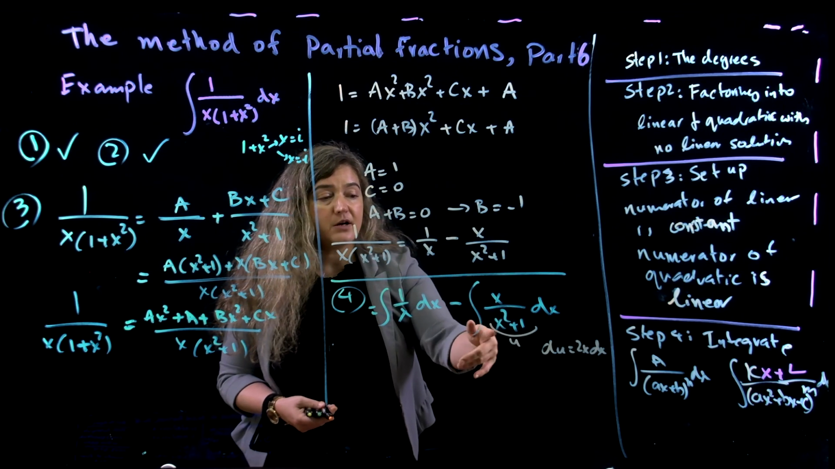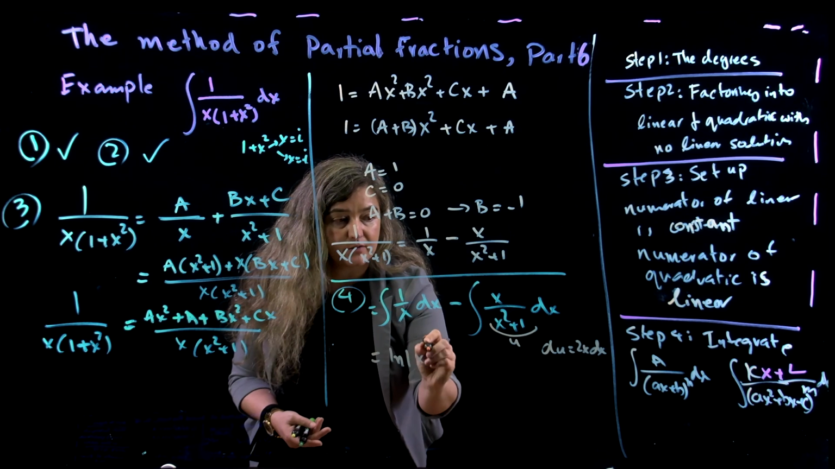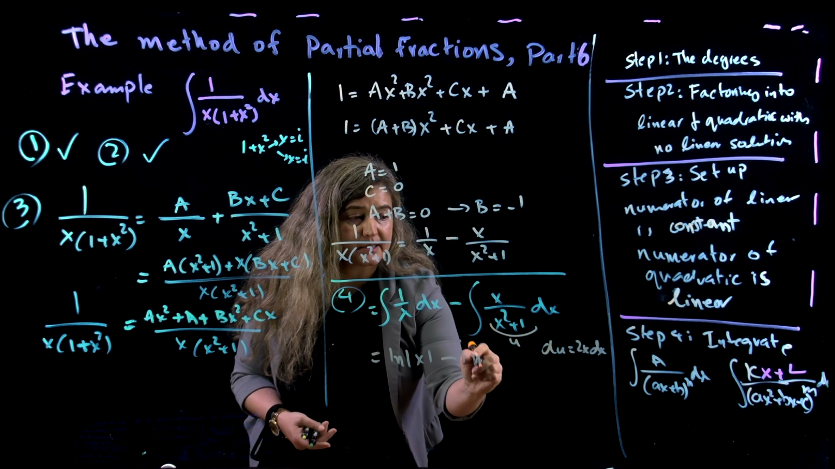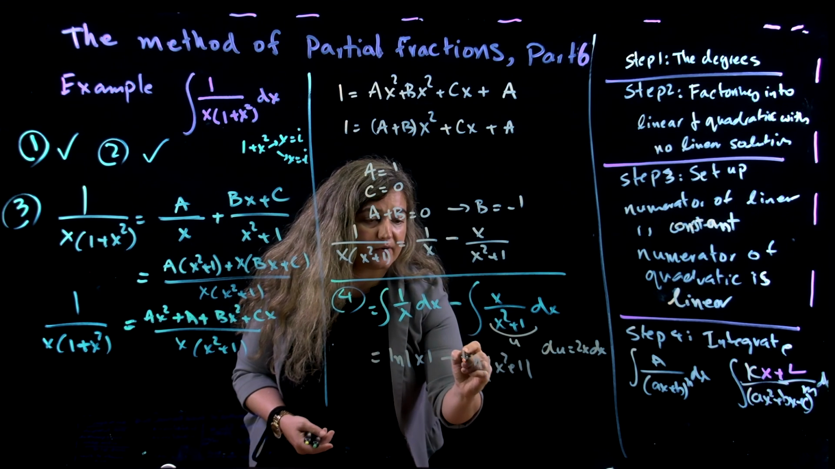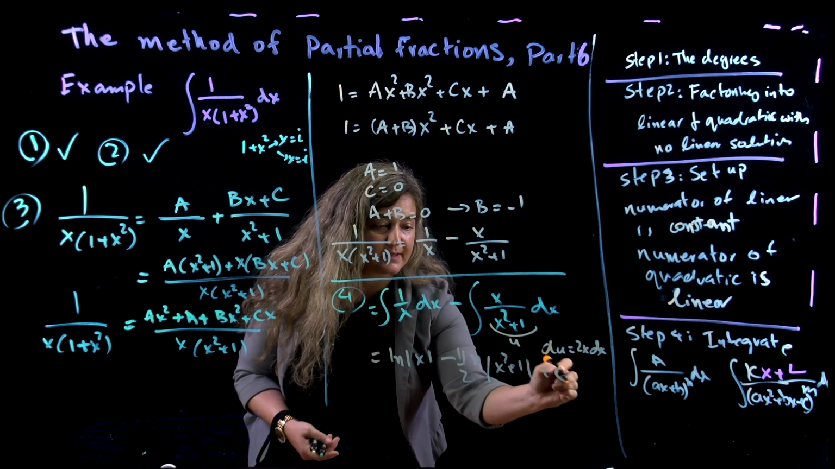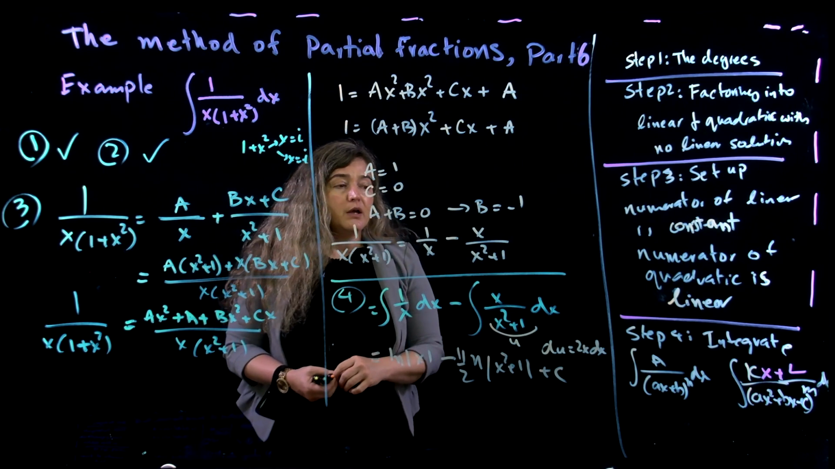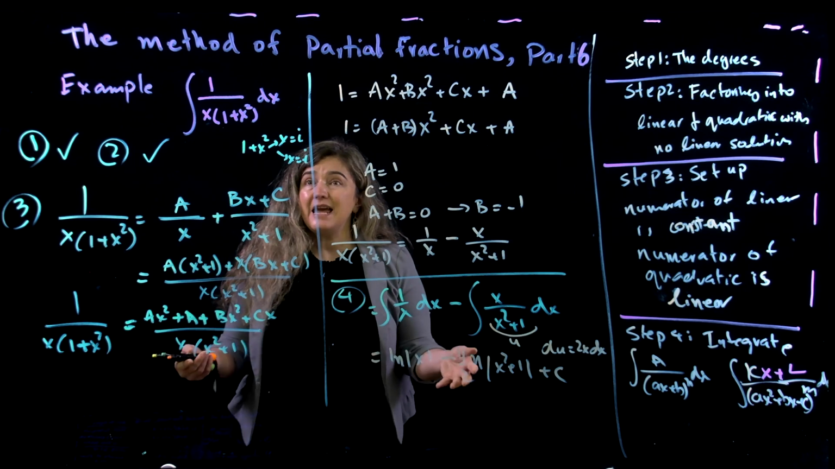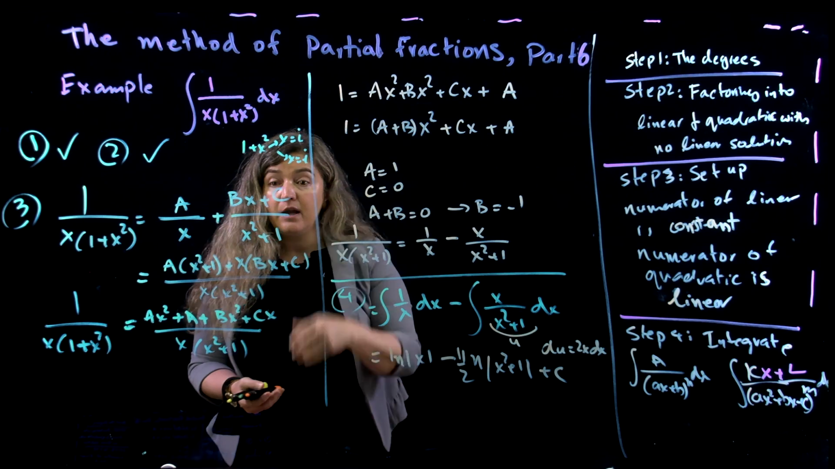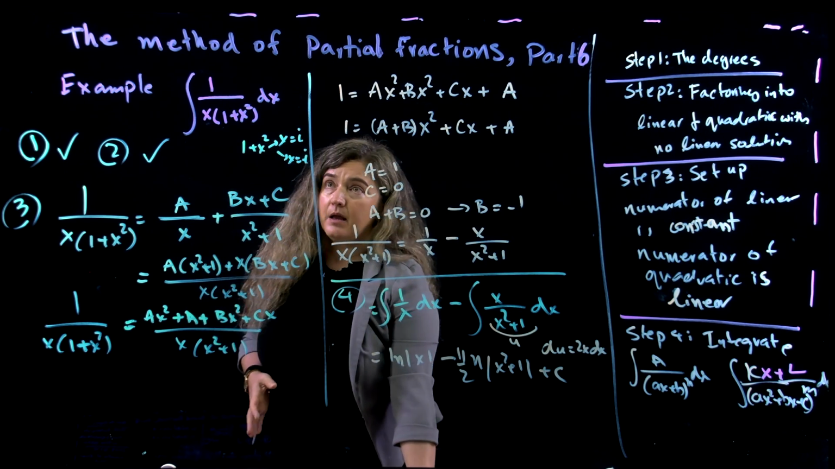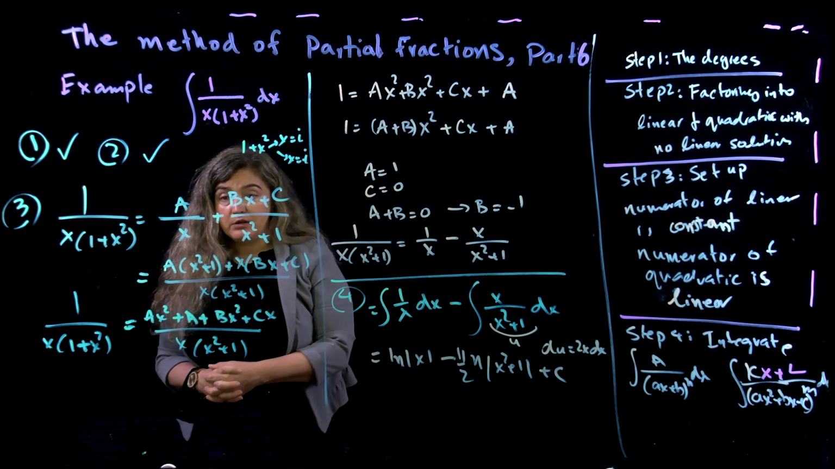And so the entire thing is, for the first one, natural log of absolute value of x minus natural log of x squared plus 1 divided by 1/2, plus c. x squared plus 1 being u. So that said, now we do another one involving the quadratic with no real solution.